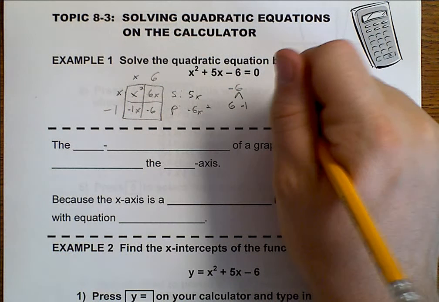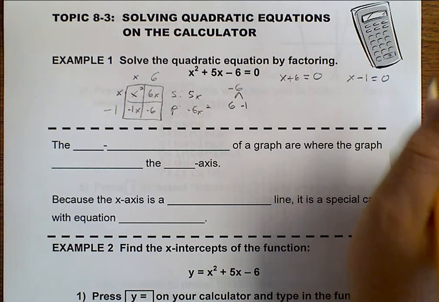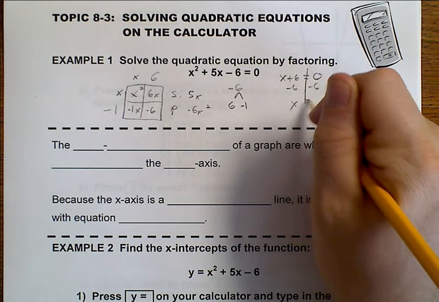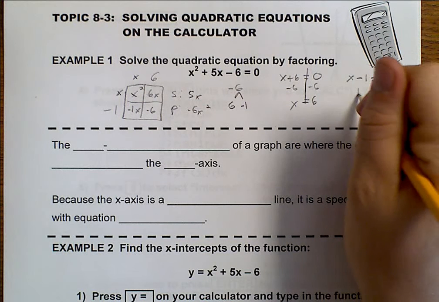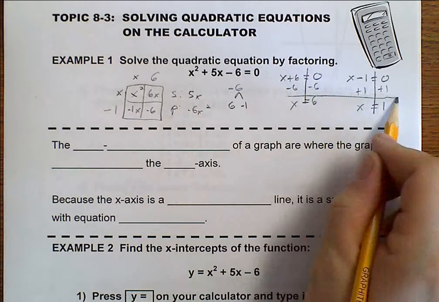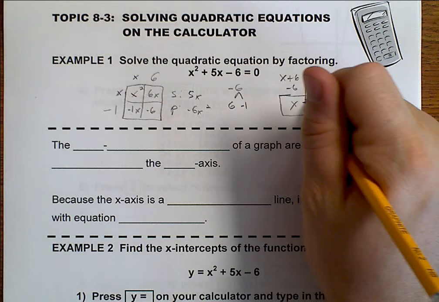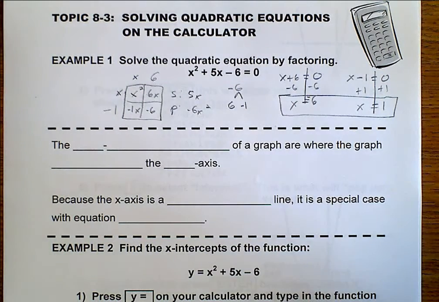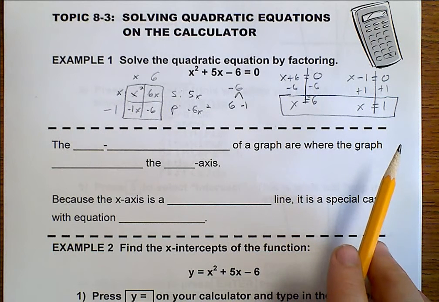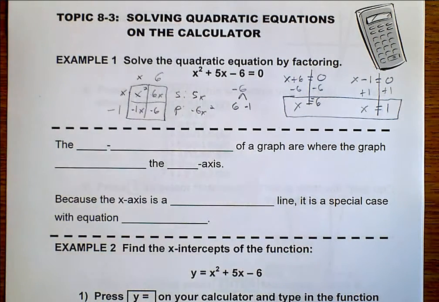So x plus 6 equals 0, and x minus 1 equals 0. Subtract 6, x equals negative 6. Add 1, x equals 1. So our answers are negative 6 and positive 1. So, let's go ahead and just remember that.